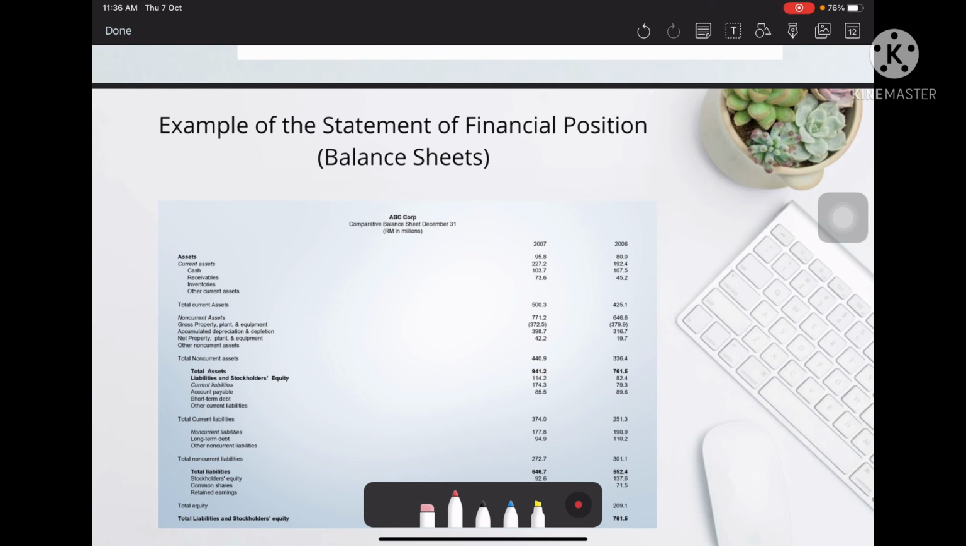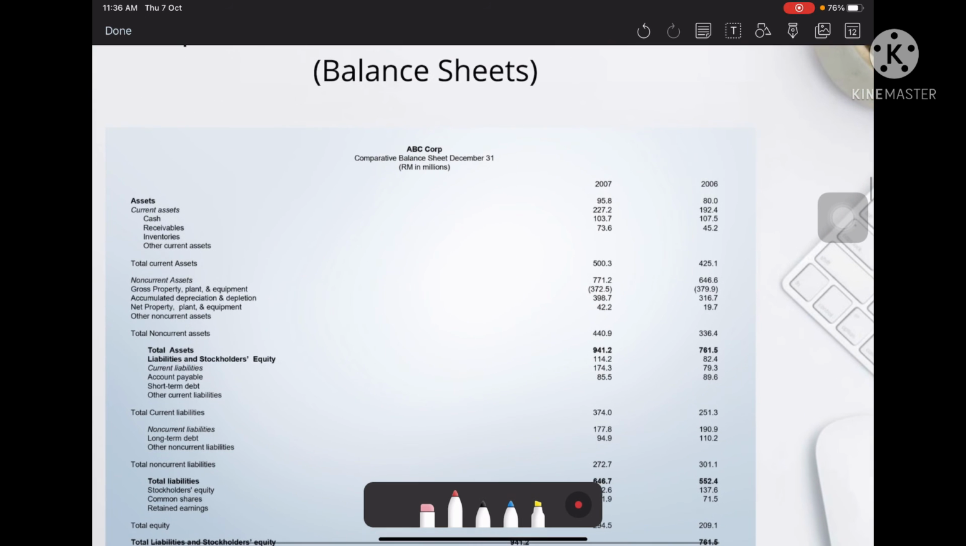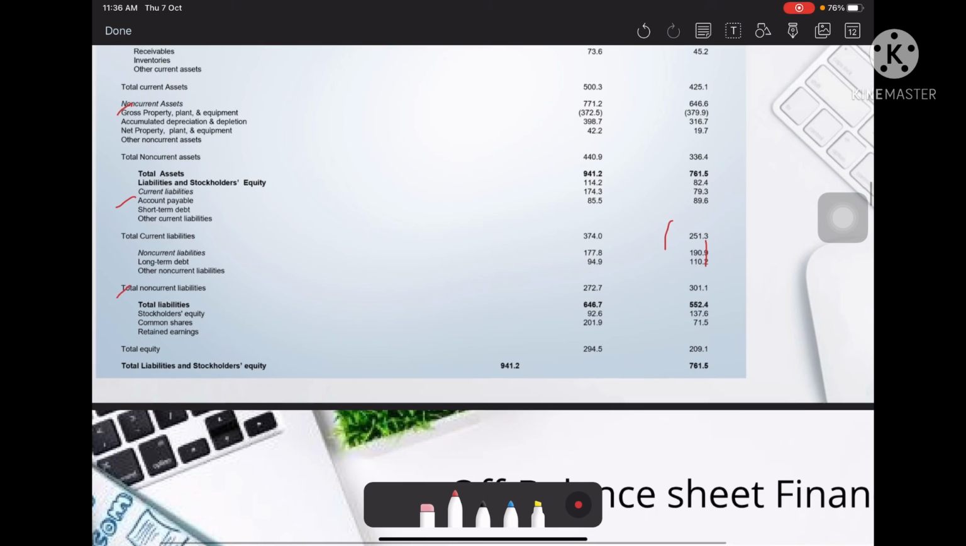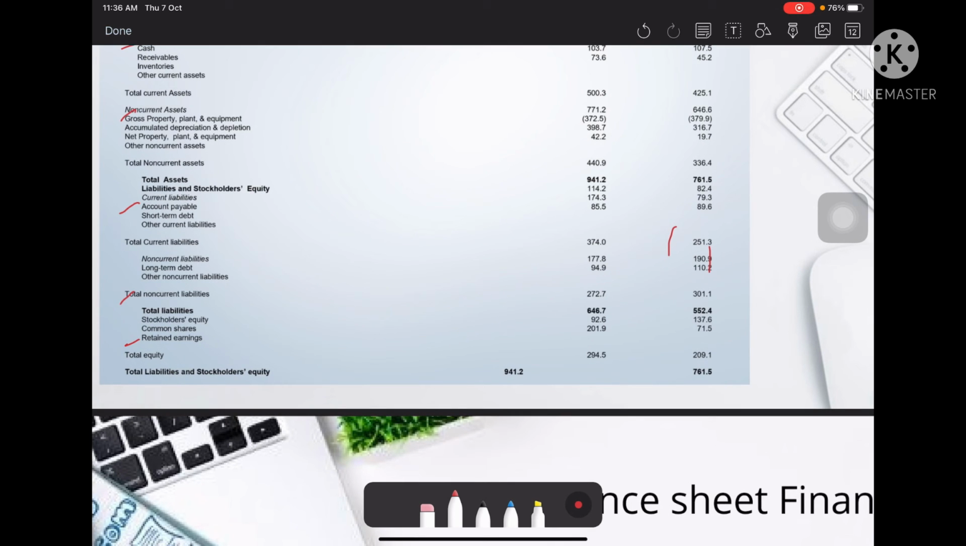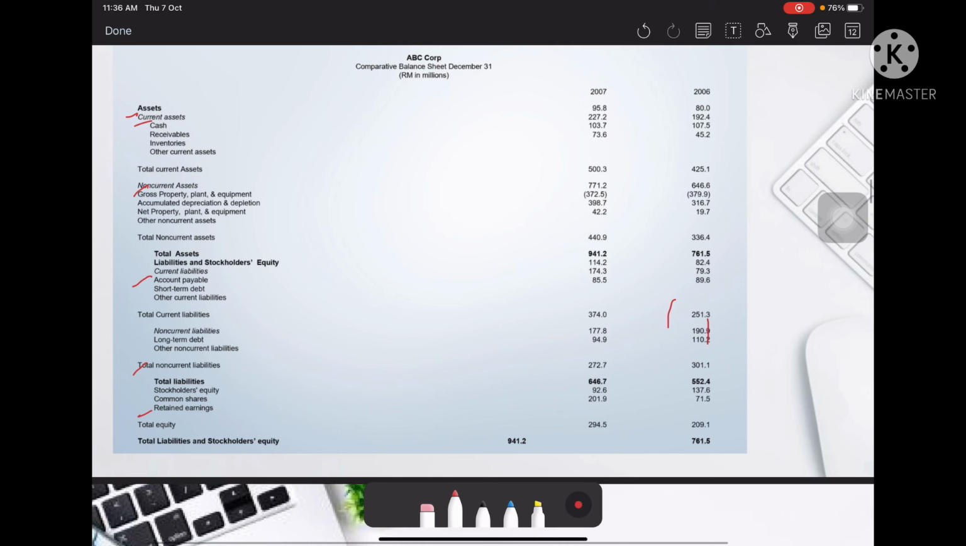Alright, next, this is the example of the statement of financial position ataupun the balance sheet. Maybe kecil je ni, just nak show you the example. So this is ABC Corporation, the balance sheet December 31st, RM in millions. Stated in the balance sheet, like macam yang kita cover tadi, must be current assets, and then non-current assets, and then liabilities, which is current liabilities, non-current liabilities, and then equities. Alright, so this is only the example.